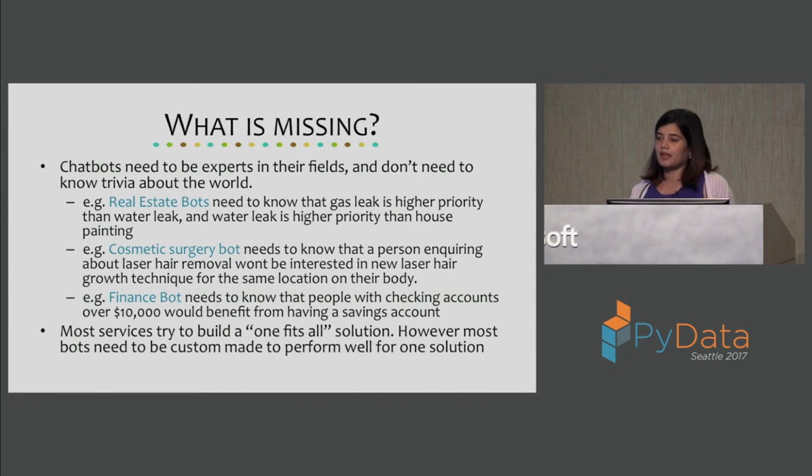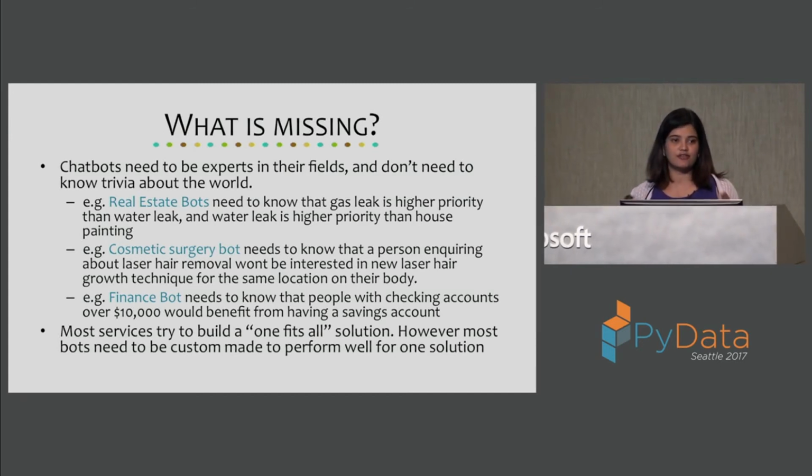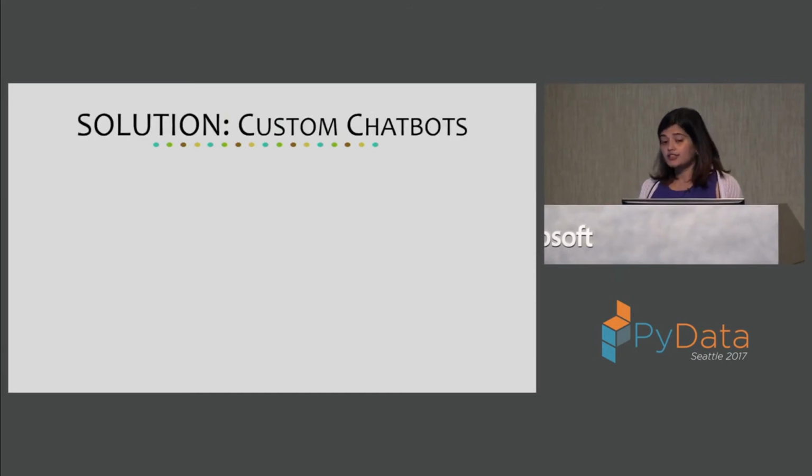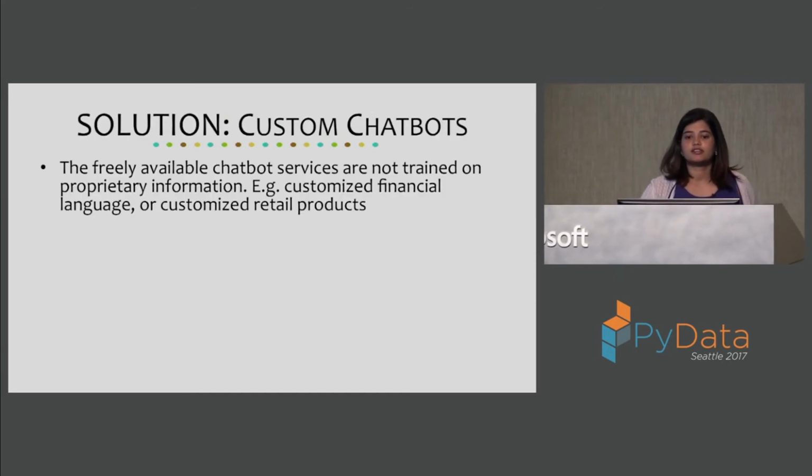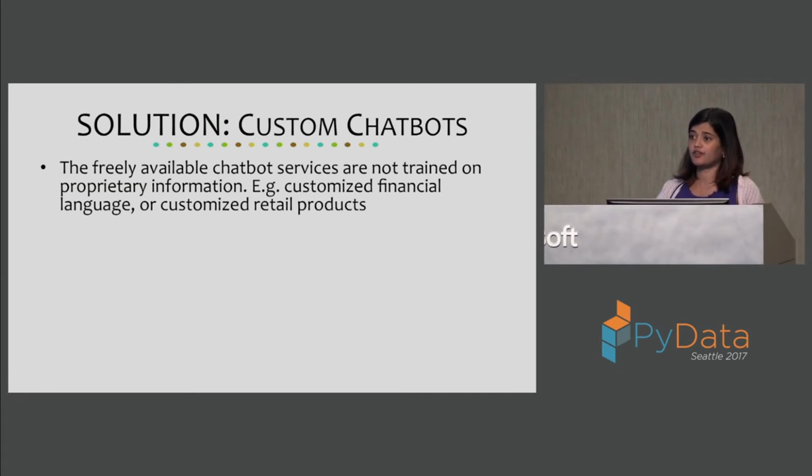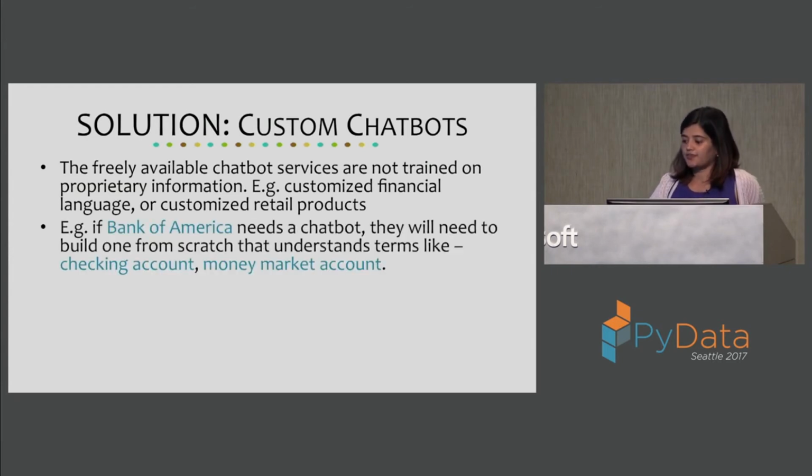A lot of services try to build a one-fits-all solution, but examples like API.ai or Motion.ai cannot accommodate all different types of solutions. You need very focused solutions to solve your specific problem. So the solution is to build your own bot, build a custom chatbot. Not use freely available chatbots for everything, but use them for specific things like scheduling or calendar or calculator.